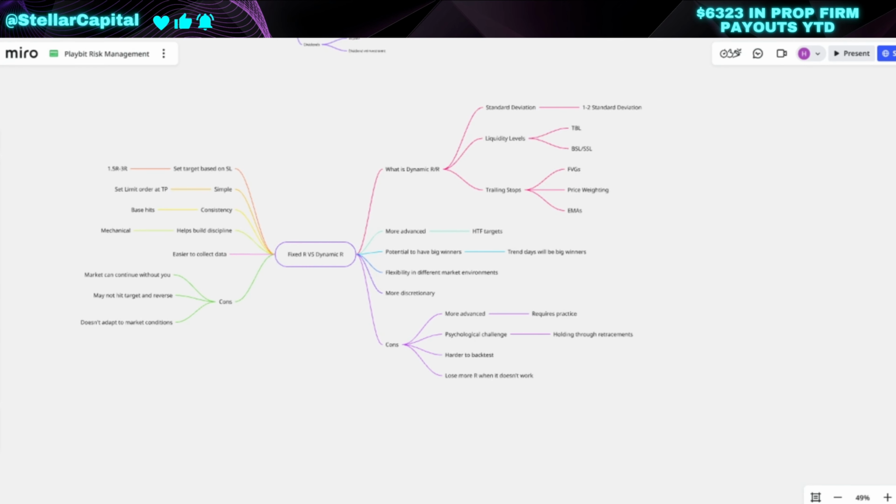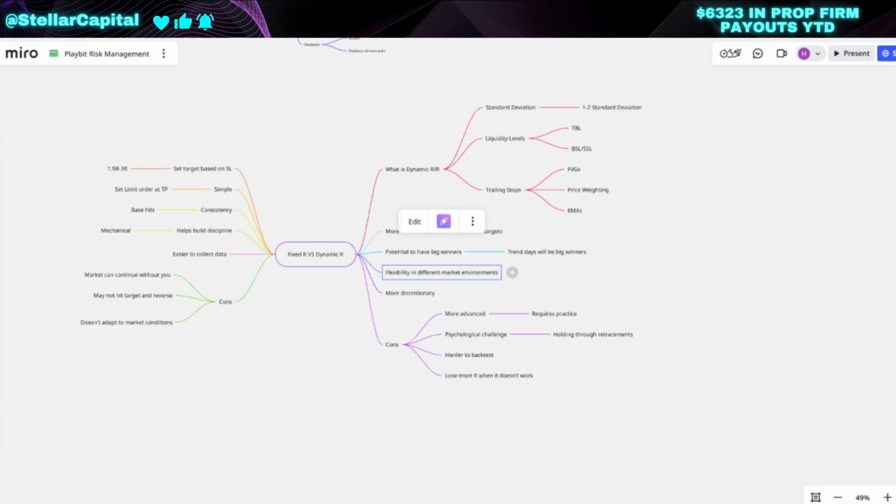For that, it's a little bit more advanced. So you have to be looking a little bit more at the higher time frame, understanding where fair value gaps are on a higher time frame. You have to understand what your higher time frame trend and drawn liquidity are. It has a lot more potential to have big winners. Trend days, like I showed you guys, are going to get a lot of big winners, and you may be able to get 2, 3, 4R. It's going to be a lot more flexible in different market environments when you have a dynamic risk reward.